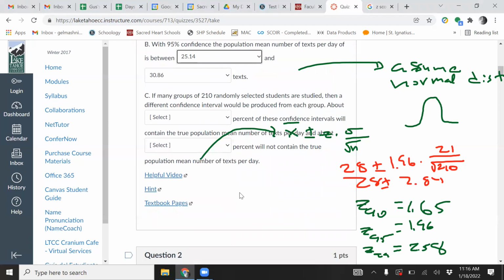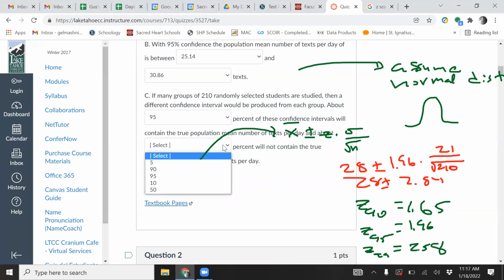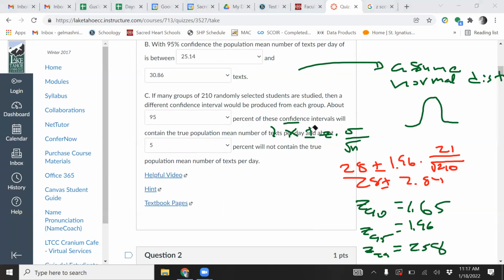And then for part C, if many groups of 210 are randomly selected, so let's say you repeat this survey like 100 times, right? Then you expect 95 of those intervals to contain the true population mean, because you're doing this 100 times, so you're creating 100 different intervals. But 95 of those intervals should contain the true population mean of the number of texts college students send per day. So about 95% will contain the true population mean, and 5% would not contain it, right? So that's what's going on there. That should be pretty straightforward.